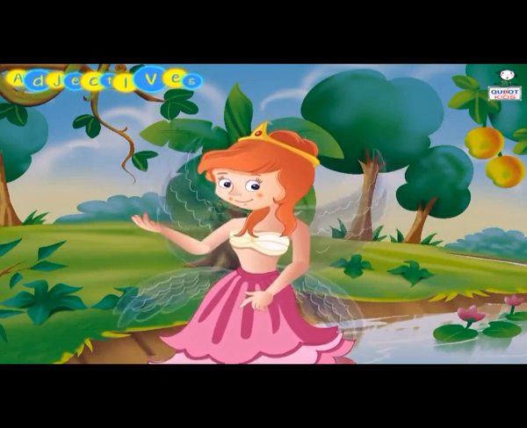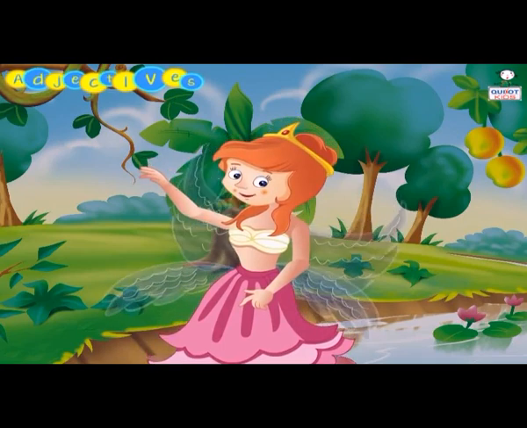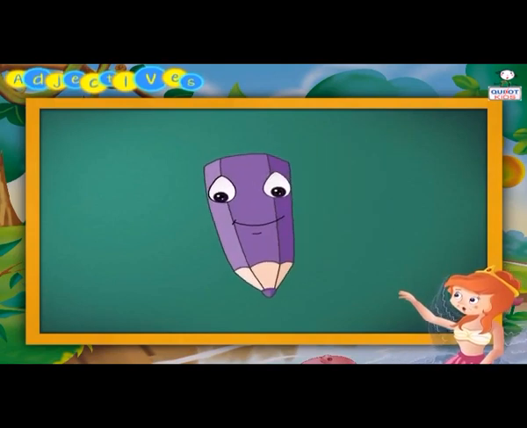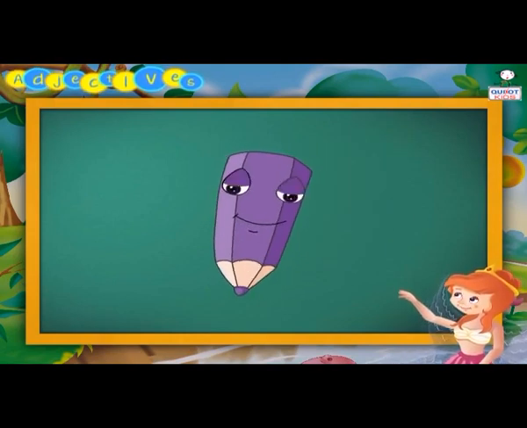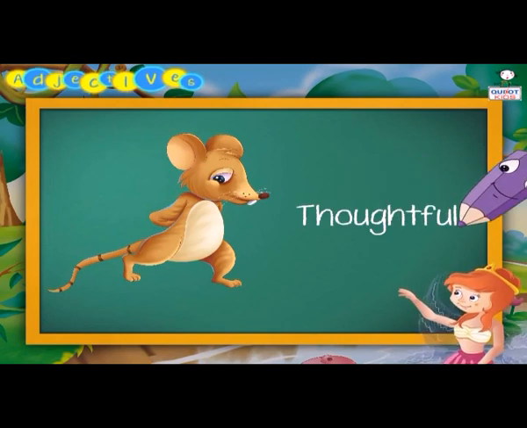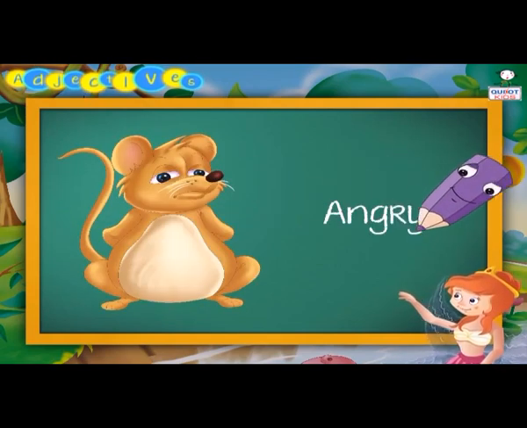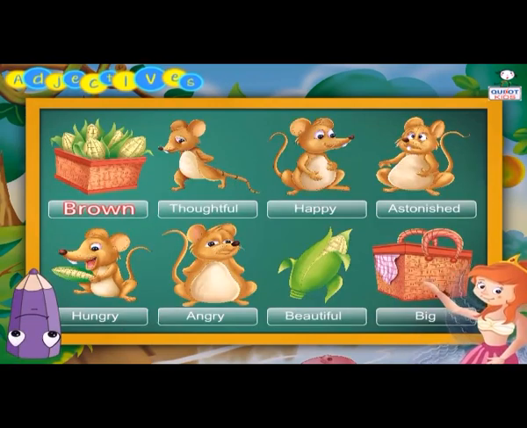I enjoyed it a lot. But how much do we understand about adjectives? Let's check. See, friends, this is my magic pencil. With the help of this, we will write adjectives for these images. Brown, thoughtful, happy, astonished, hungry, beautiful, angry, big.